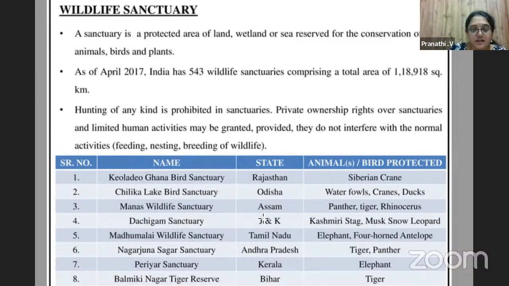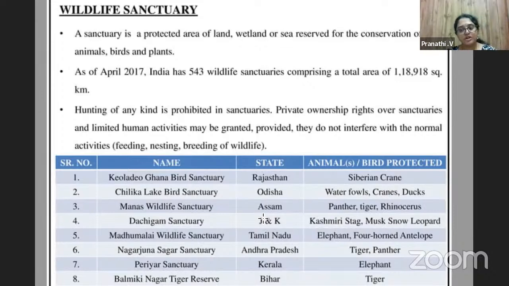And here, if you see the definition, you can see that it is a protected area of land. It can be wetland or sea also, reserved for conservation of the wild animals, birds and plants that are present. And hunting is completely prohibited in these sanctuaries.